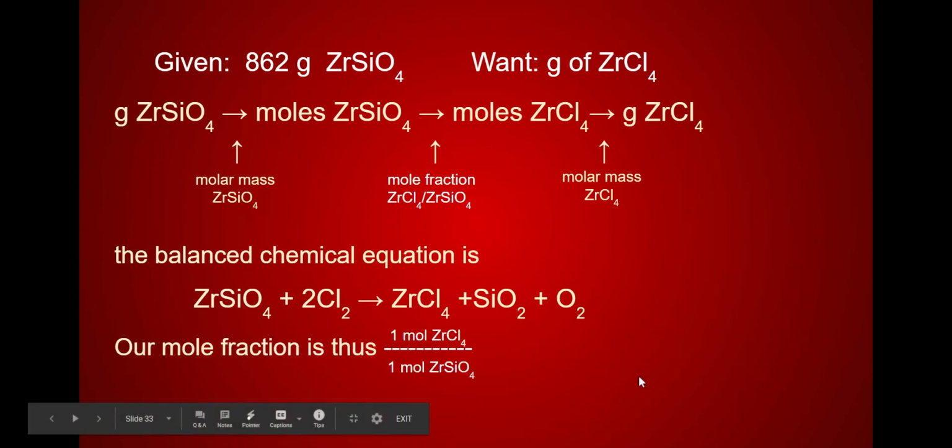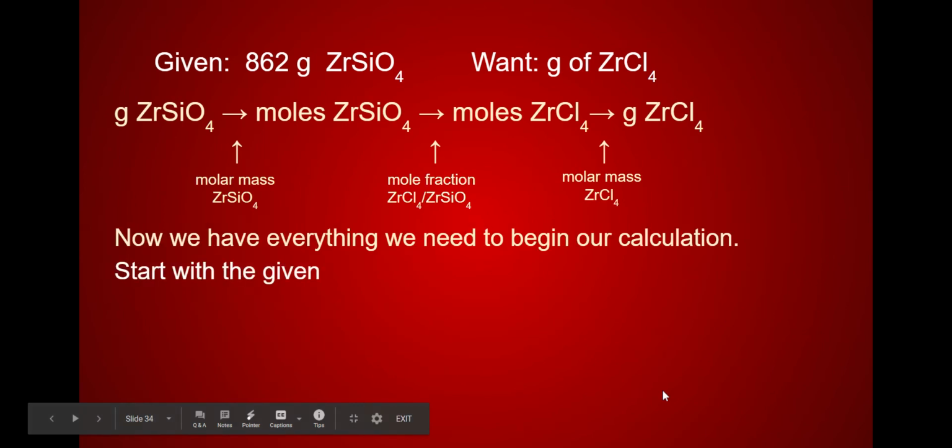Our mole fraction is thus going to be 1 mole. We're going to put the thing we want above the thing we have. 1 mole zirconium-4 chloride over 1 mole zirconium-4 orthosilicate. So we now have our 3 conversion factors. We have our algorithm showing what we're going to do, and we can get going with our calculations.